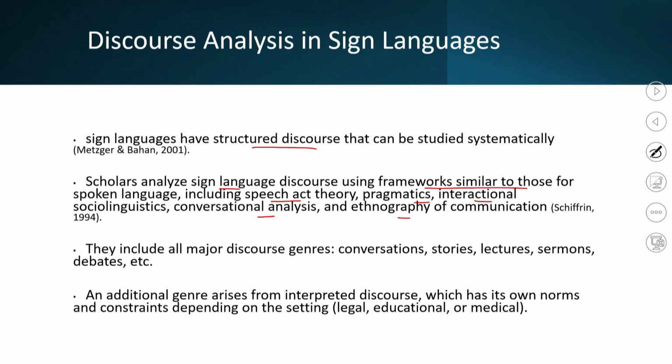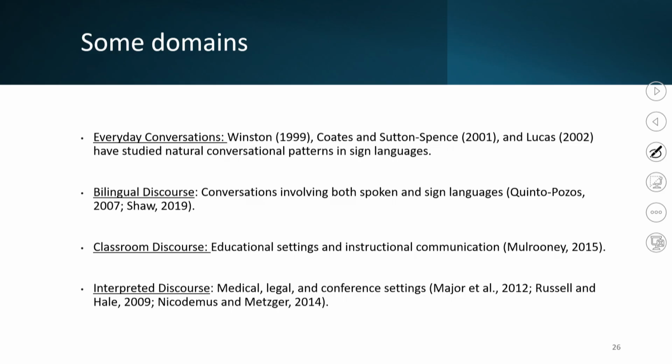All of these ideas we have already talked about before. The same ideas are also used to study the discourse patterns in sign languages. And these are the major genres: conversation, stories, lectures, sermons, debates and so on and so forth. An additional genre arises from the interpreted discourse, which has its own norms and constraints depending on the setting. So, alongside the usual genres that we study for spoken language, it also has one extra domain, which is the interpreted domain.